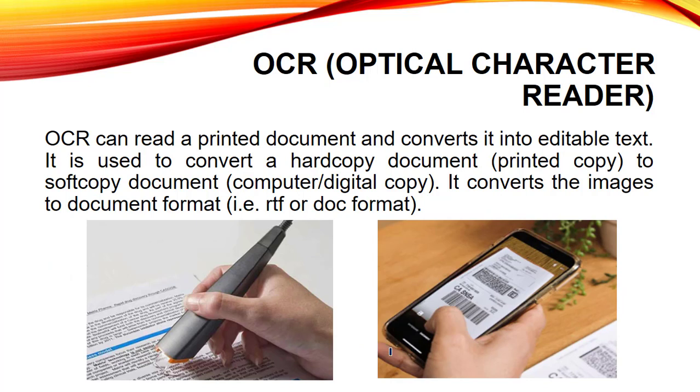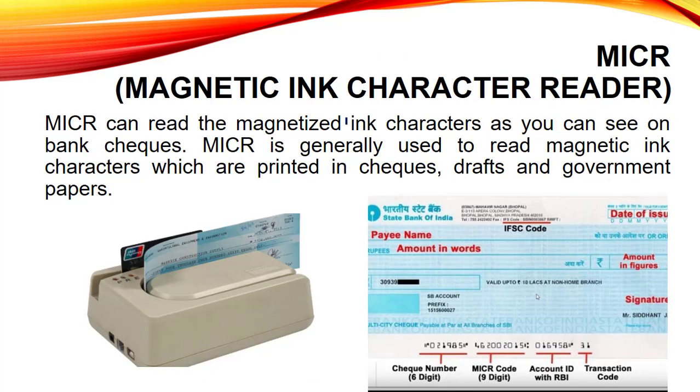One more important thing is you can also use Google Lens. Nowadays we have an app on our phone termed Google Lens. We can use this Google Lens app for OCR purposes. It means that by using Google Lens we can simply convert any printed text to typed text, or into a digital copy. Next we have MICR, or Magnetic Ink Character Reader.